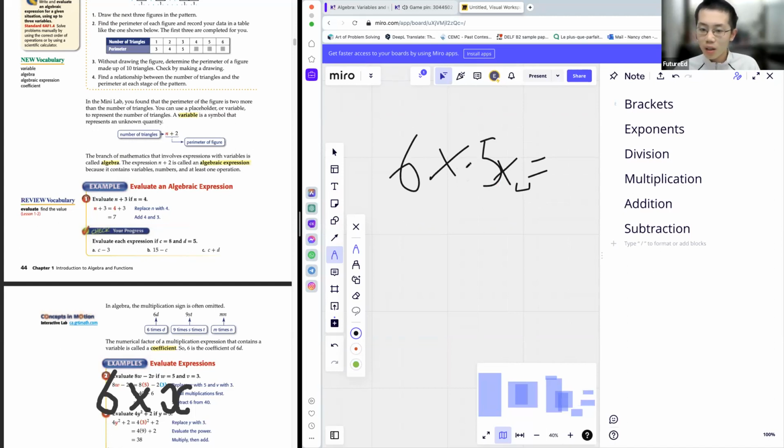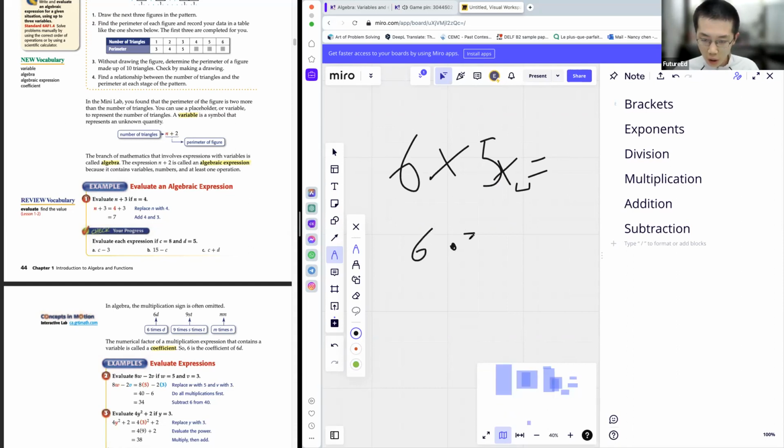You have no idea. Which is why in algebra, we sometimes substitute multiplication with a dot, okay? So you might see something like 6 dot 5. This is the same as 6 times 5, right?